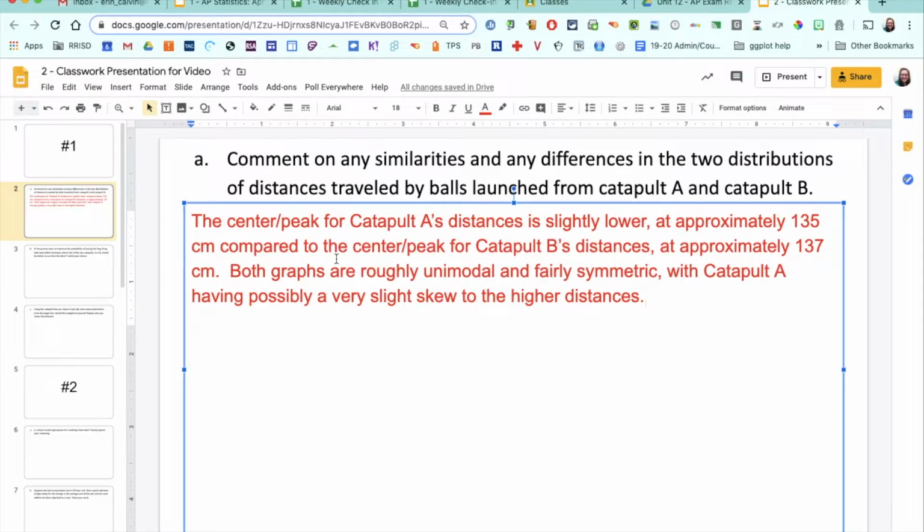The other thing I wanted to point out is that we should always be talking about things in context, so include units where appropriate, but also make sure you're using the word distance somewhere in there. As I was typing that, I went back and put that in. So that is important, talking about the words that you're dealing with in this specific problem.